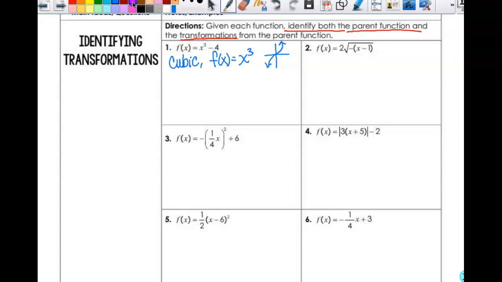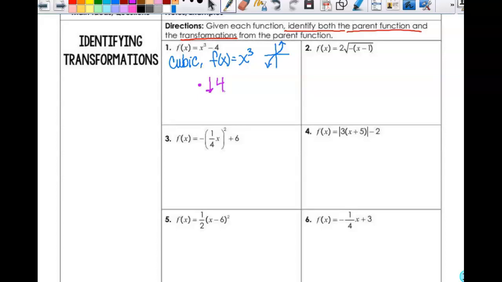All right, so then we have to list the transformations. If you're consistent, go left to right, and I always make a little list first of how many I have. The only thing that's happening is this -4, right? And what's that -4 going to do? Shift it down. So we're going to go down 4. That's it.